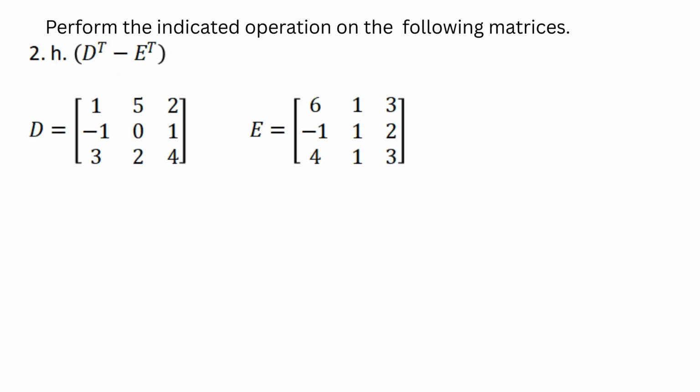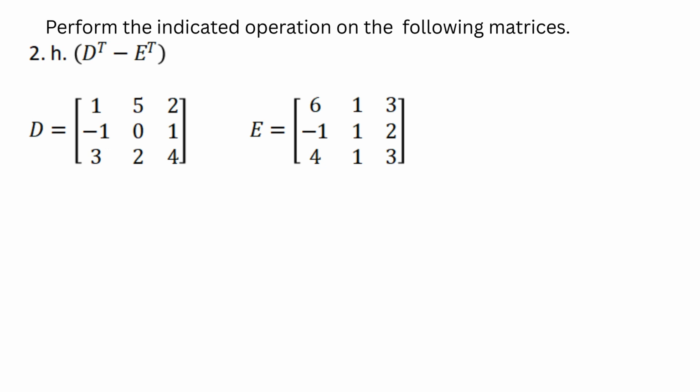For item number 2, I have chosen letter H. We are going to perform the indicated operation on the following matrices: the transpose of matrix D minus the transpose of matrix E. Our given matrix D has column 1: 1, negative 1, and 3. Column 2: 5, 0, and 2. Column 3: 2, 1, and 4.